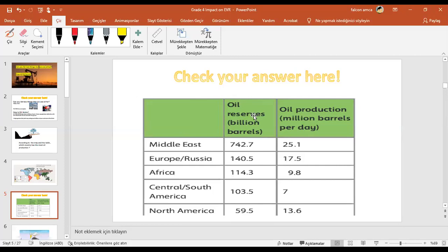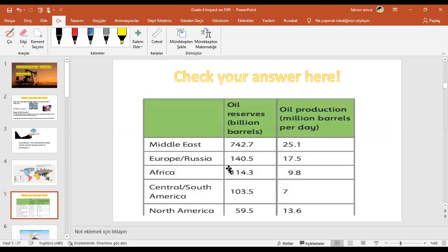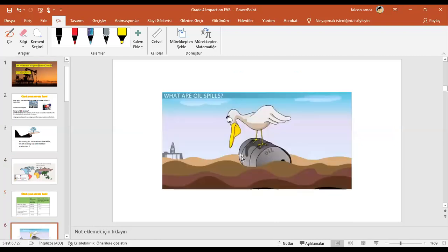Yes, I know. This picture, this table in your book on page 83, and this picture on page 82. Middle East, as you see in this part, and Russia have higher oil reserves on the earth.